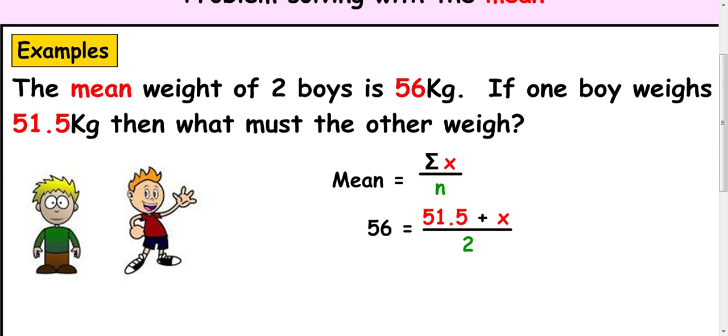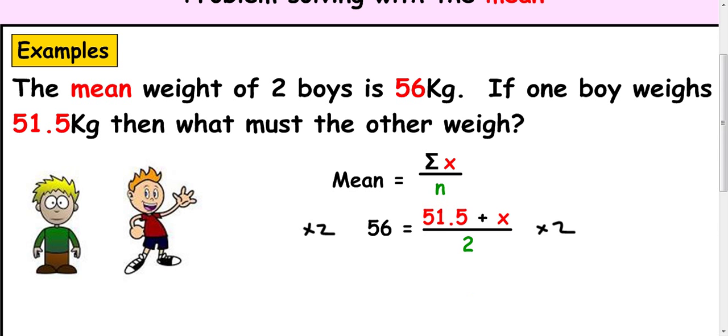Now the best thing to do here is to try to get rid of this fraction here, divide by 2. And the way to do this is to undo a dividing by 2. So to undo a divided by 2, you times by 2. But you must do the same to the other side. You learnt this in equations work.